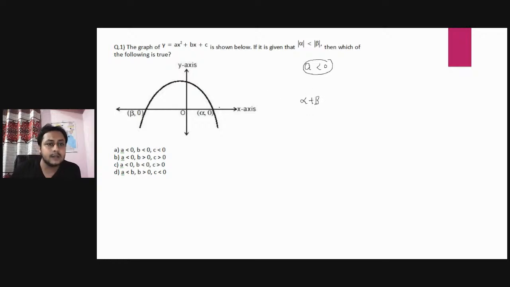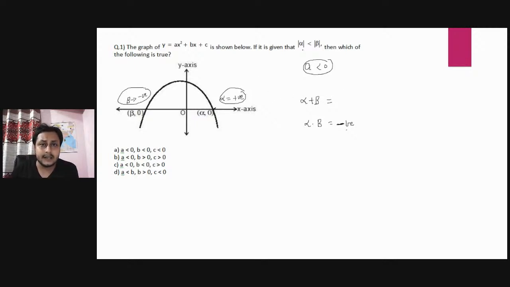Now the sum of the roots and the product of the roots. When you see this figure, you can easily see that one of the roots is positive, on the positive x-axis. Here alpha is positive, that is one root of this quadratic equation, and beta is negative, that is the other root, because beta is on the negative x-axis and alpha is on the positive x-axis. The product of the roots should be negative now, because one number is positive and the other is negative.